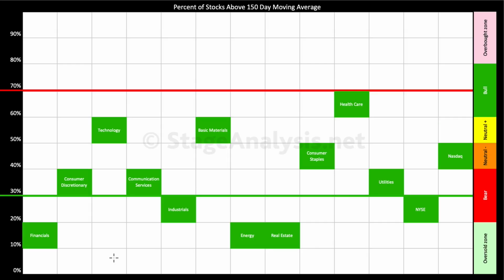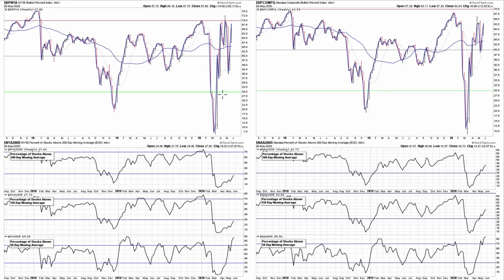This is the visual chart of the same data, which shows the individual sectors placed on the chart based on where they are. As we said, healthcare here is above the 60% range, and technology and basic materials are above 50%, but every other sector remains in the lower half of the chart, below 50%, with 4 sectors still below the key 30% level here, and the NYSE index itself still below 30%, and the Nasdaq has moved into the 40% range, which obviously is because healthcare and technology make up a large part of the Nasdaq, and they are our 2 strongest sectors.